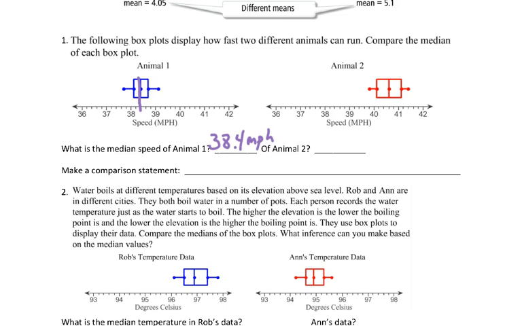If we take a look at animal 2, we have a median that occurs right here, and that is 40.6. So the median speed of animal 2 is 40.6 miles per hour.